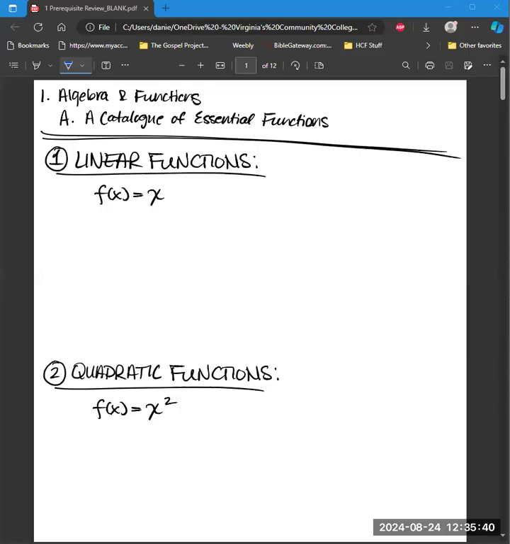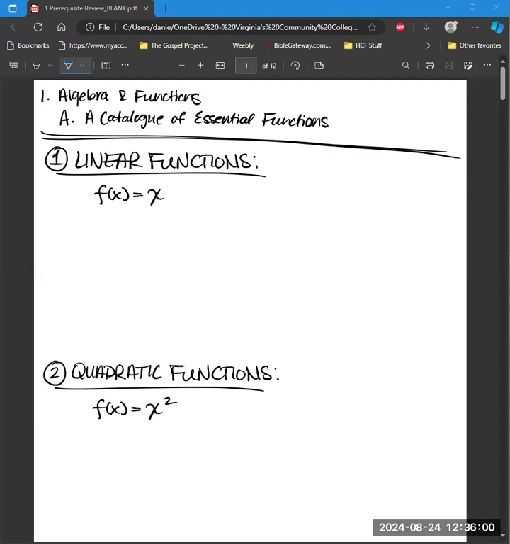In this video, we're going to be talking about our prerequisite review for Math 261, Applied Calculus. This is the first of the videos in that series. We'll start off with a review of algebra and functions with a catalog of essential functions here.